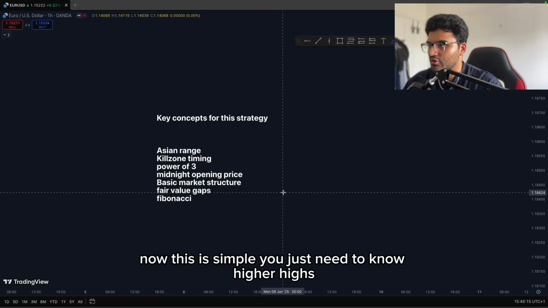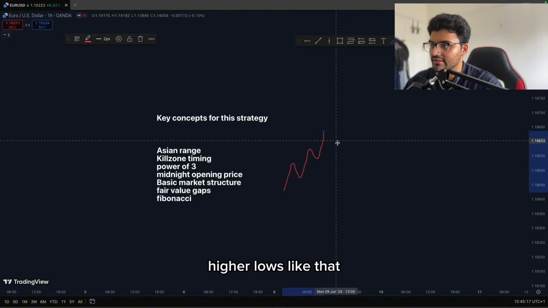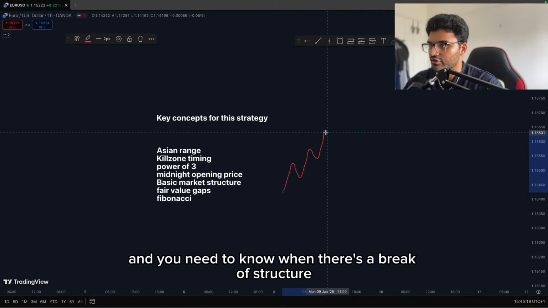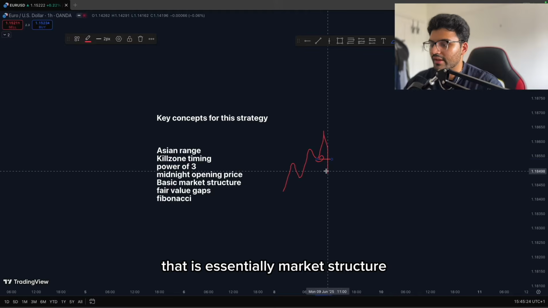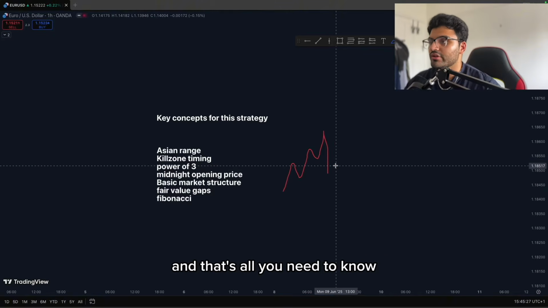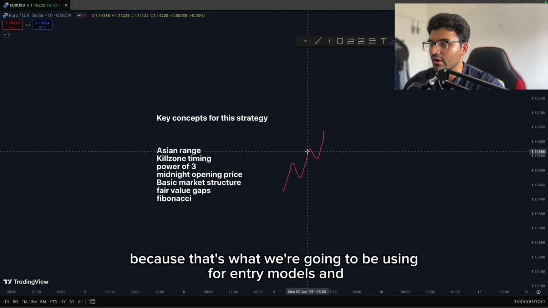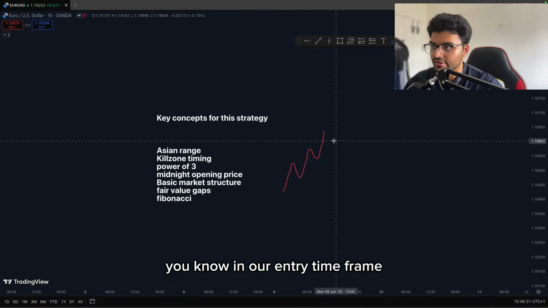Then we go to basic market structure. Now this is simple. You just need to know higher highs, higher lows like that, and you need to know when there's a break of structure. So when we have a break of this swing low, which gets broken, that is essentially market structure, and that's all you need to know because that's what we're going to be using for entry models and in our entry time frame.